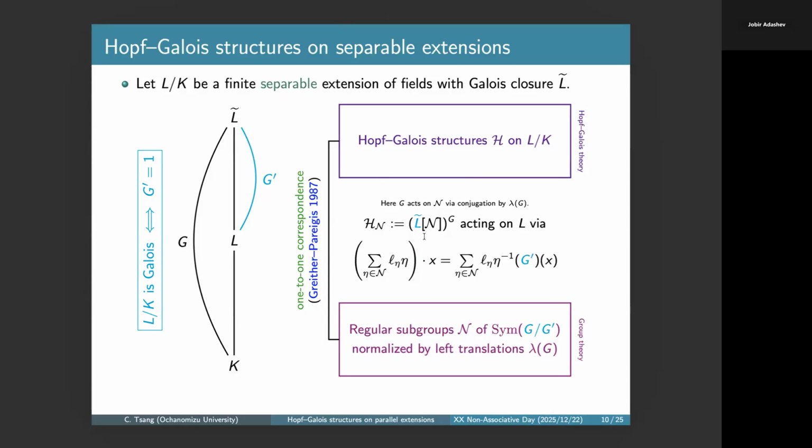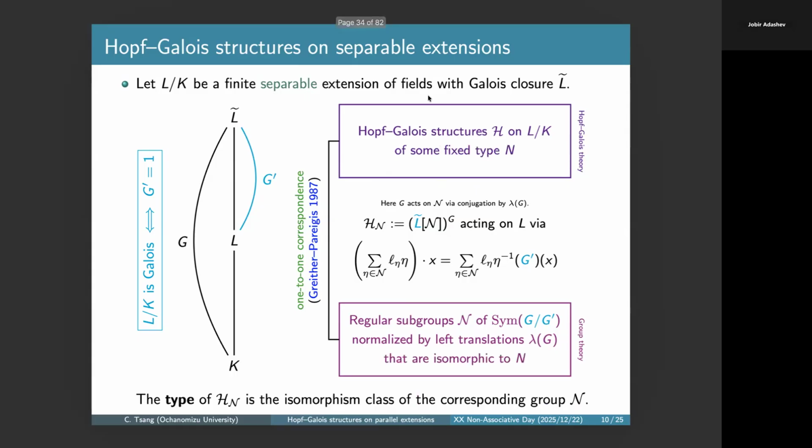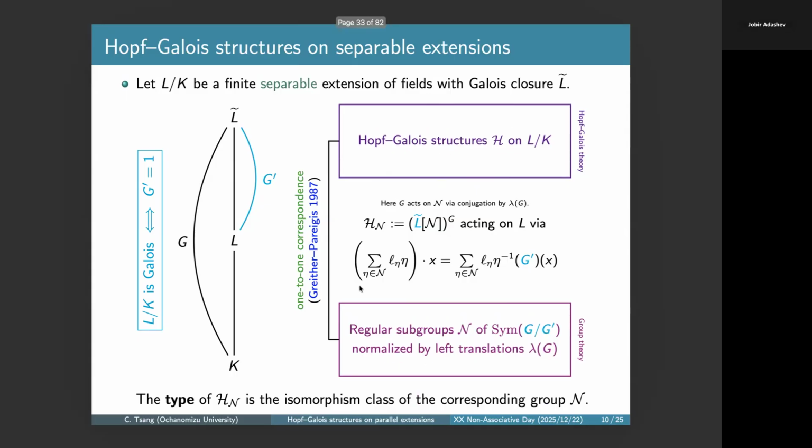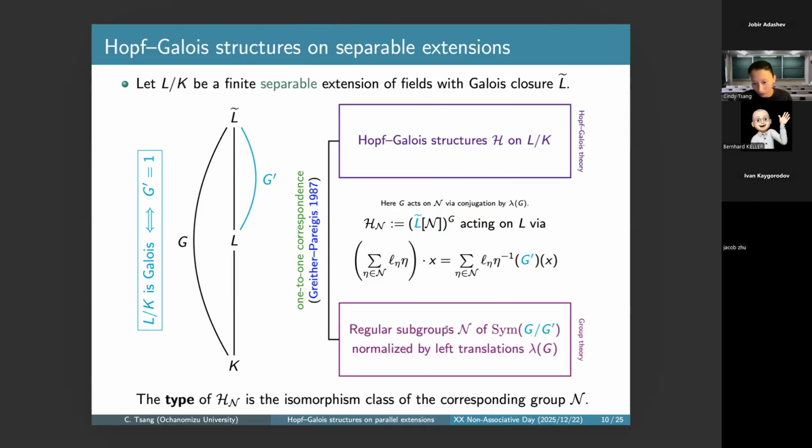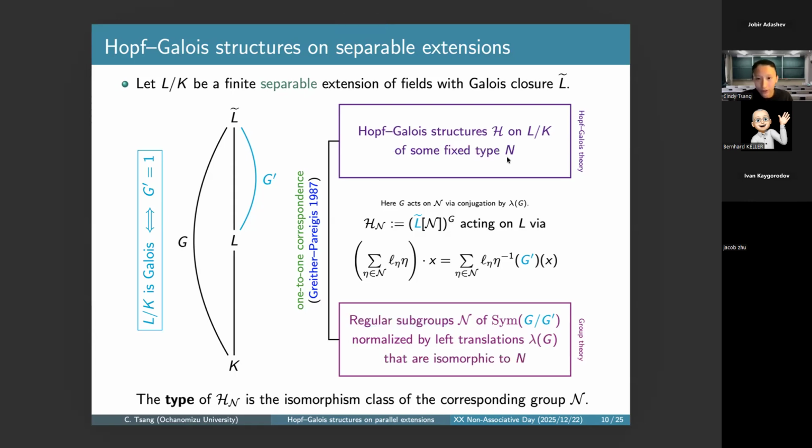Same as the Galois case, the type of a Hopf Galois structure is defined to be the isomorphism class of the corresponding regular subgroup. So if I fix a type, some type N in advance, then when I look at Hopf Galois structures of that fixed type N, they correspond to these regular subgroups that are isomorphic to N.